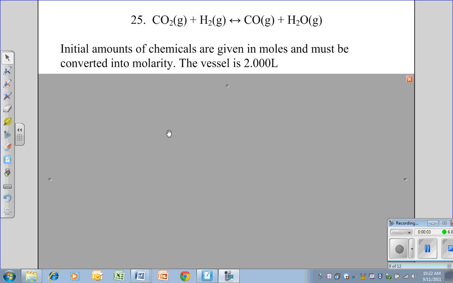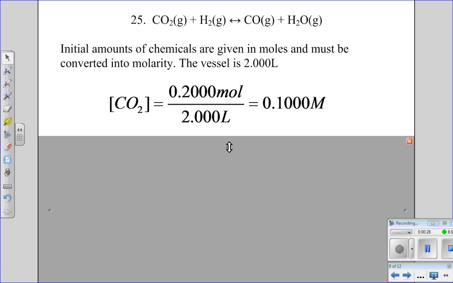Okay, our last ICE problem, number 25, is that here's our equilibrium system. Carbon dioxide gas plus hydrogen gas is in equilibrium with carbon monoxide gas and water gas, or water vapor. These initial amounts were given in moles, and they must be converted into molarity. They tell us the vessel is a 2.000 liter container. So this is very straightforward.